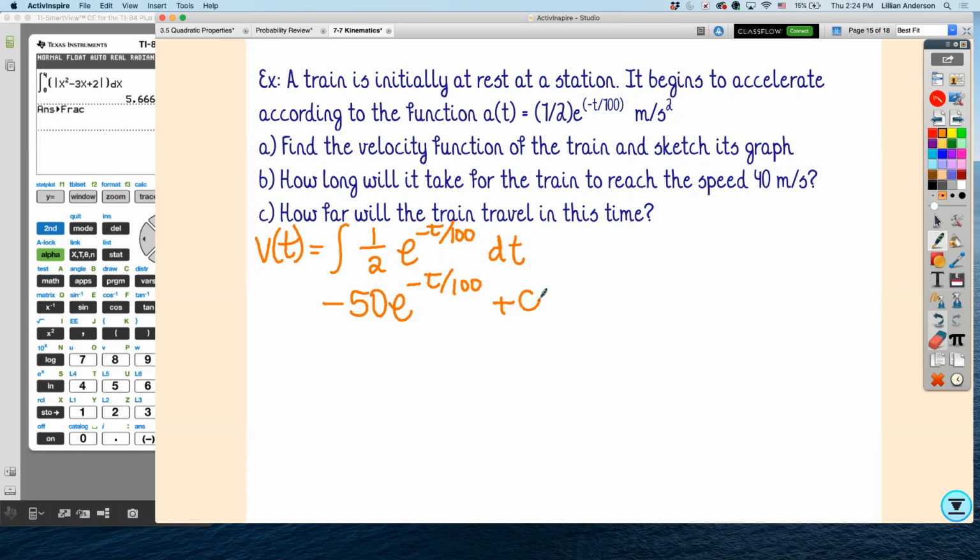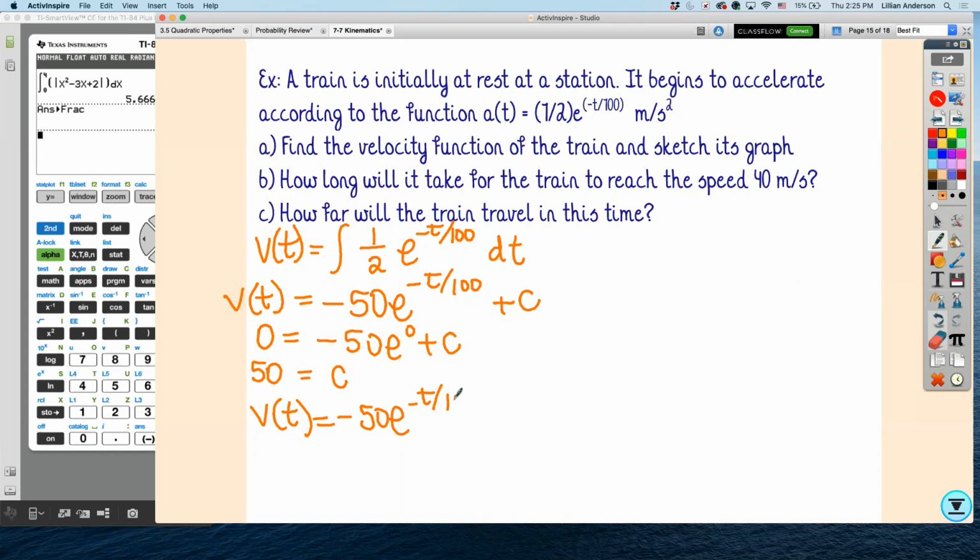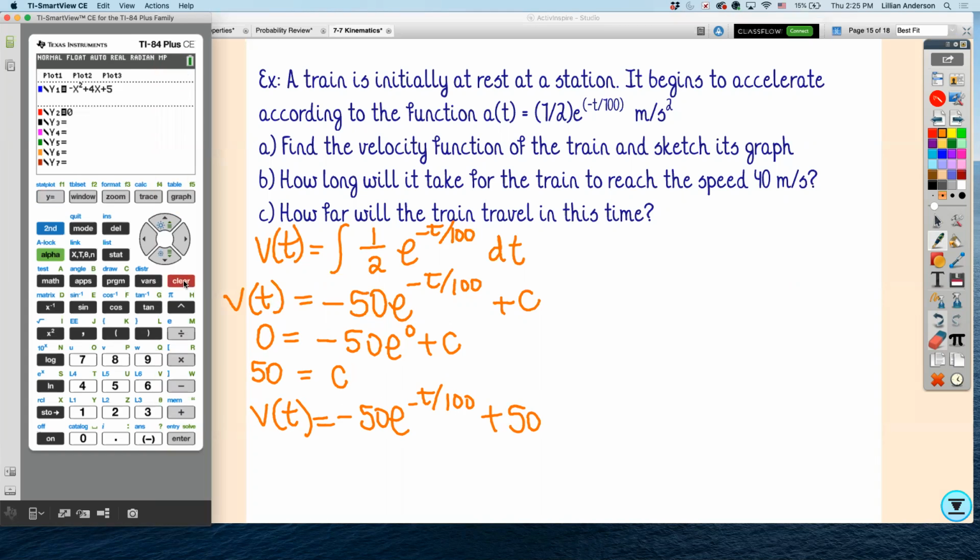And then plus c. Now I do need to find my value of c, which is going to be what? Or how do I find it? What do you know about this train? It starts at rest. Rest is when velocity is equal to 0. So it starts out at 0. So c is equal to 50. Exactly. So my velocity function is negative 50 e to the negative t over 100 plus 50. Of course, we will need to plug that into our calculator to get a sketch of that. When I plug this in, I'm definitely going to have to adjust my window.